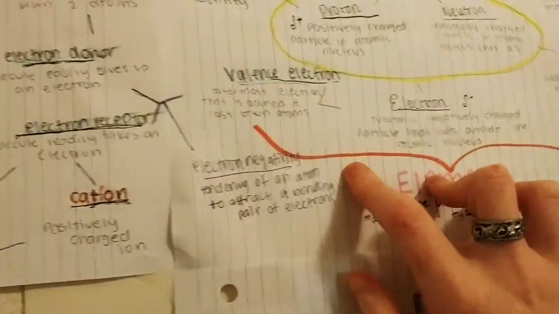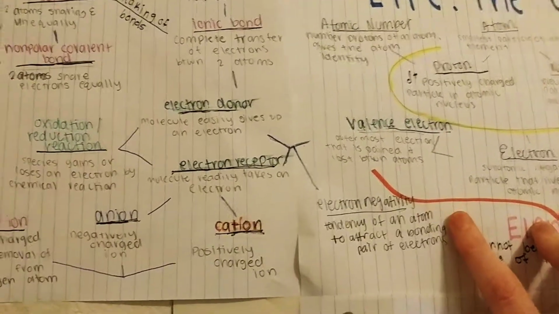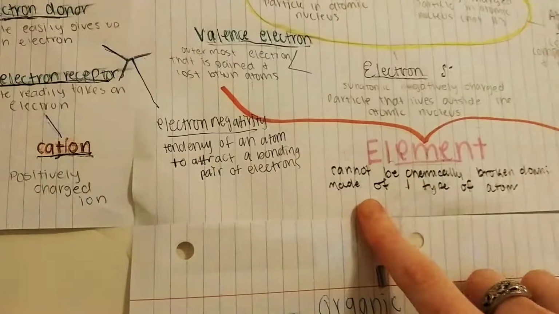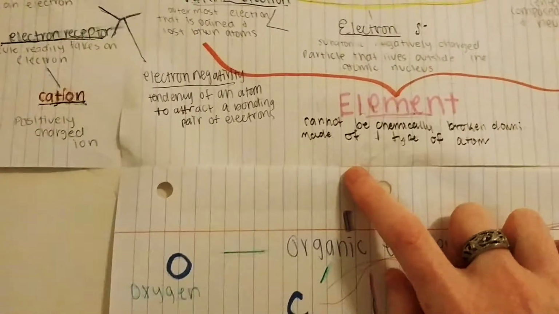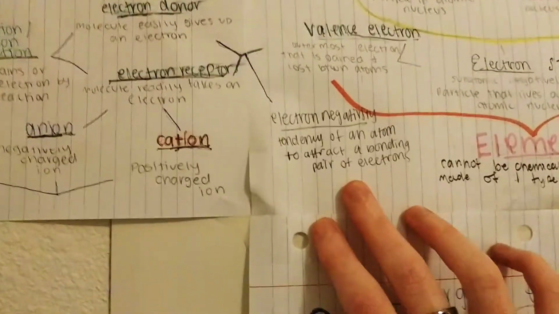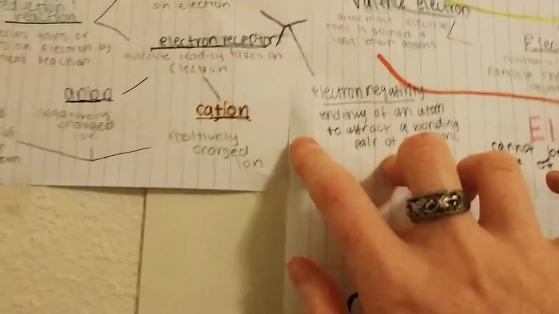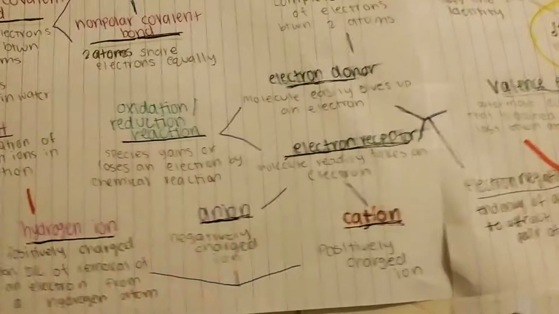And on that electron cloud, they have the valence electron, which is the outermost electron that is gained and lost between atoms. And that is what makes up an element, which cannot be chemically broken down and is made of one type of atom. So, electronegativity is the tendency of an atom to attract a bonding pair of electrons, which is related to the valence electrons because that's what usually is gained and lost.